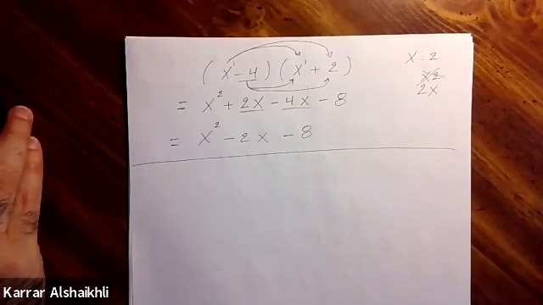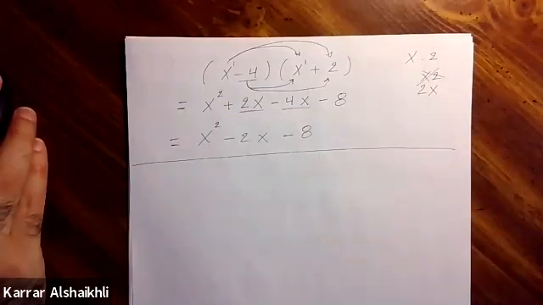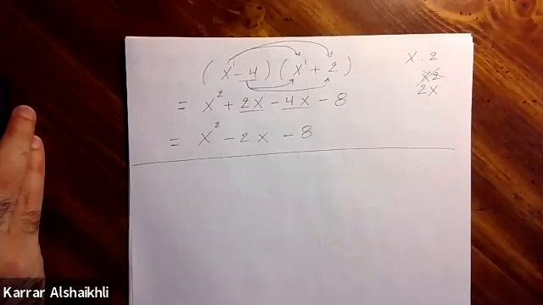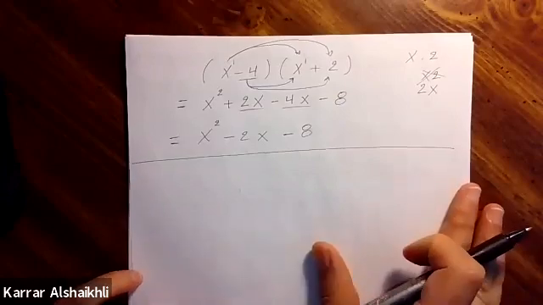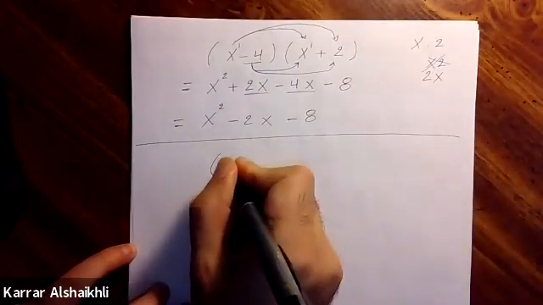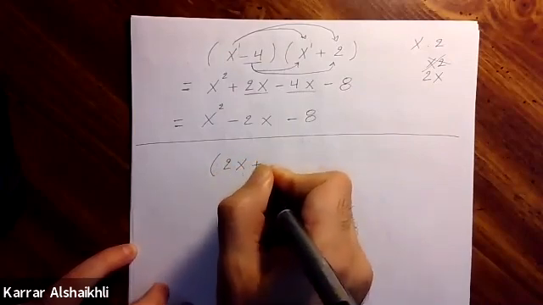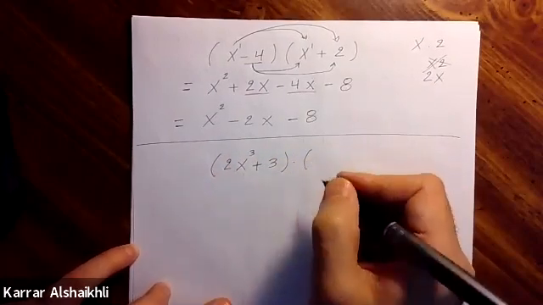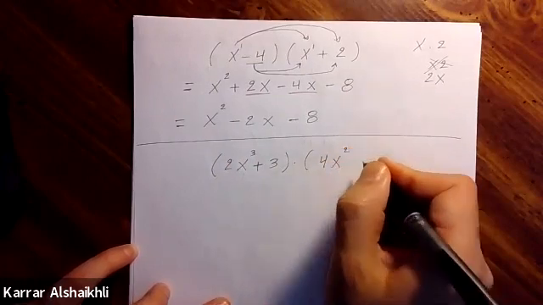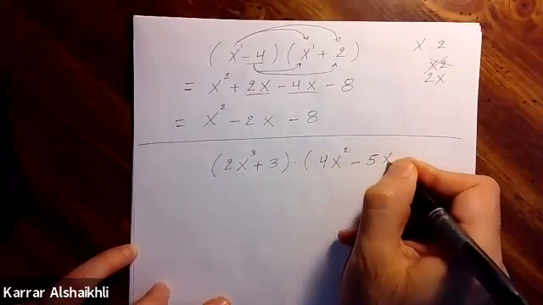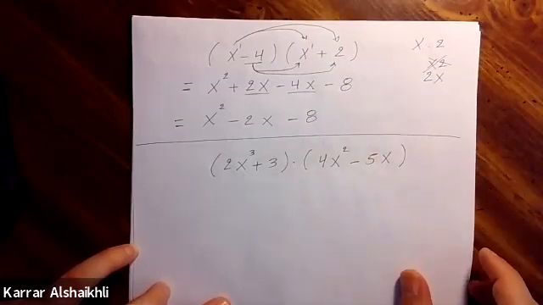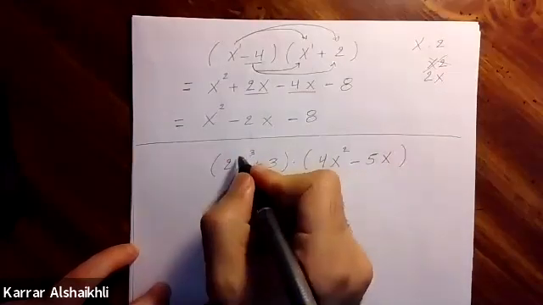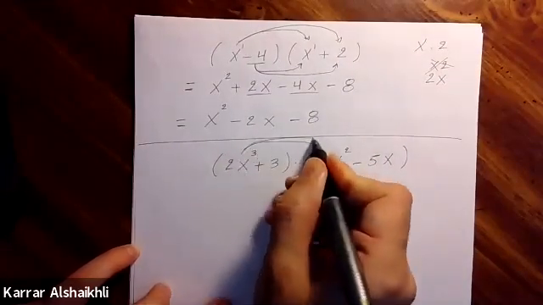If we have 2x plus 3, let's do 2x cubed times 4x squared minus 5x. We're going to do exactly the same thing. The first one with the first one, then the first one with the second one.